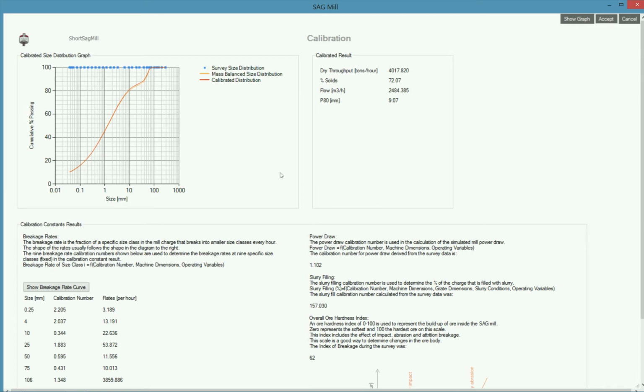When you click on the SAG mill, you will see that for the size distribution, we have our survey data, our mass balance information, and then the calibrated result. So we have achieved quite a good model fit on the SAG mill in this specific study. The calibration constant result is given below, and this includes things like the breakage rate, the power draw calibration constant, the slurry filling calibration constant, and importantly, we also measure the ore hardness inside the SAG mill so that you don't need to perform tests regularly on the feed sample. We work on a scale of 0 to 100, with 0 being the softest. In this case, the ore hardness showed that the ore was of medium hardness.